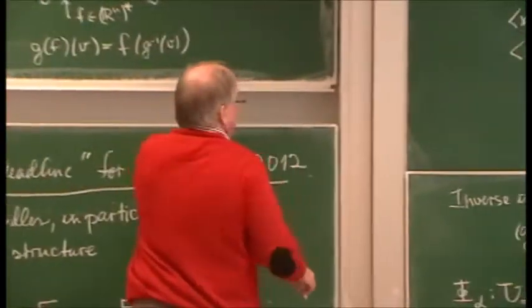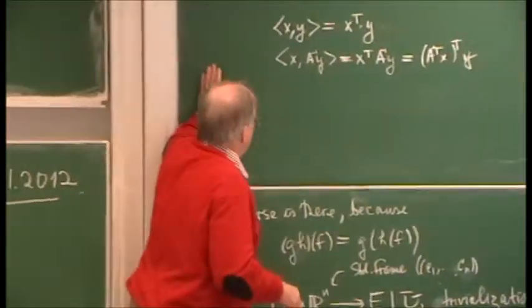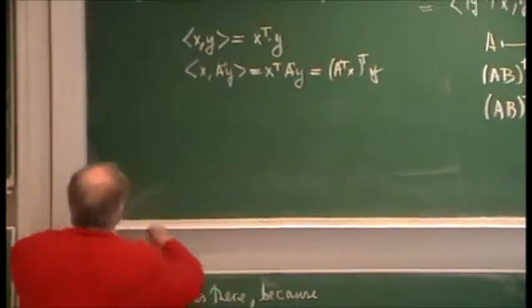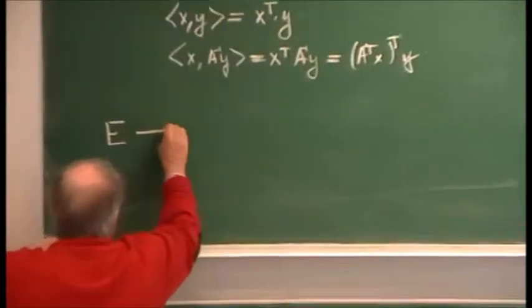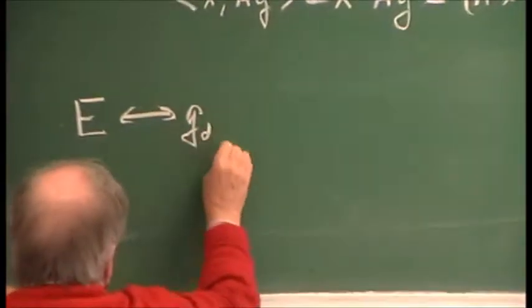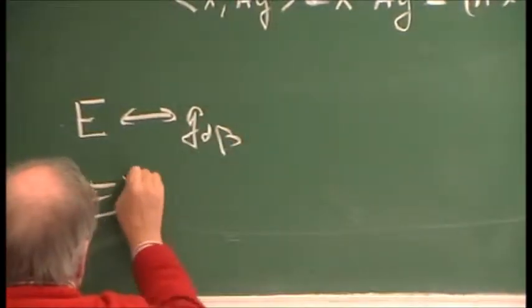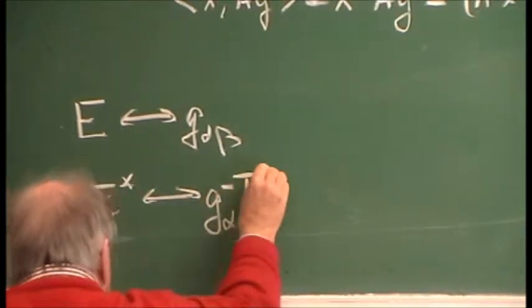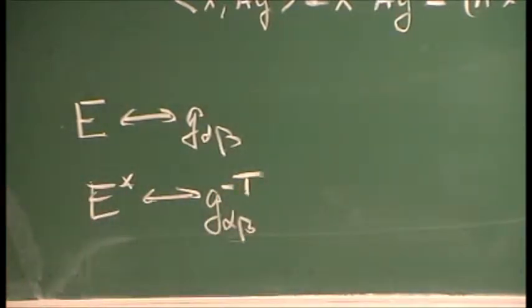And you can check everything I say here in coordinates, anything you want to do, and check to see that if E is given by G alpha beta, then E star is given by G alpha beta inverse transpose. Just keep that in mind.